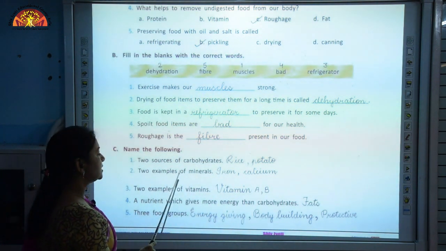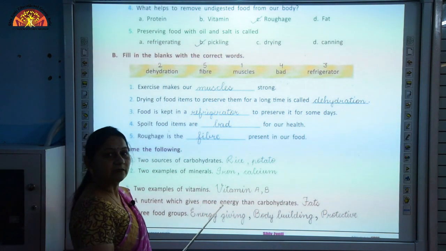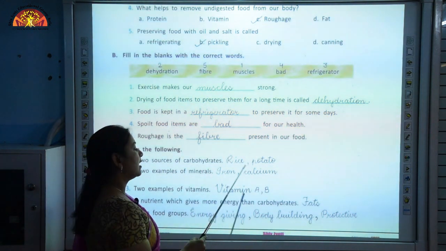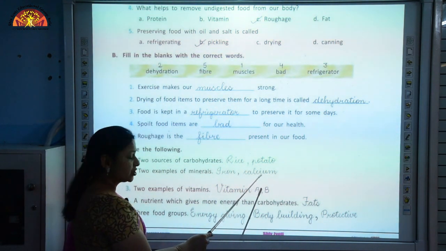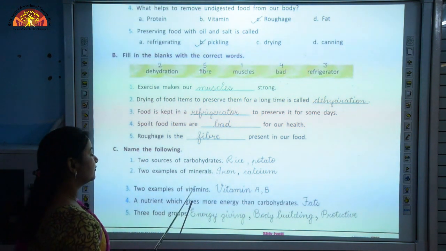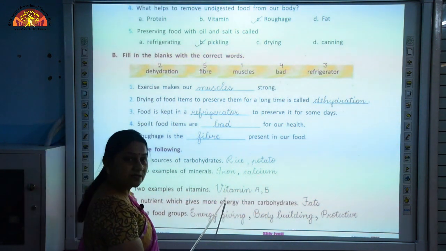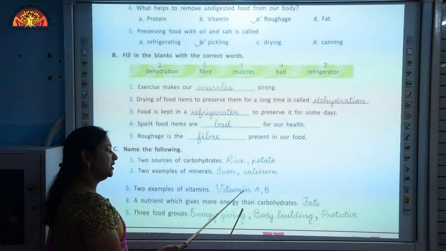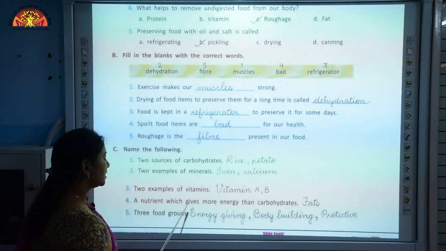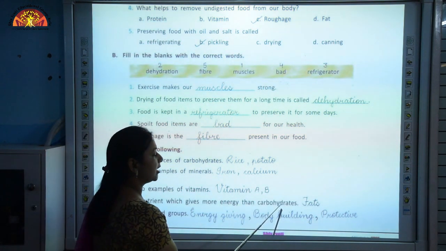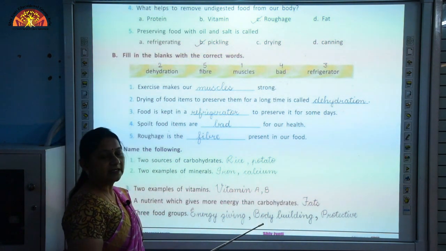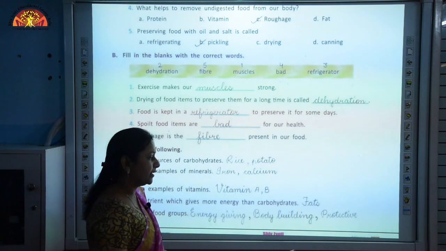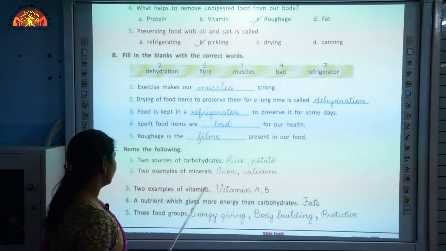Then 2 examples of minerals. The minerals, different minerals are iron and calcium. 2 examples of vitamins, you can write vitamin A, B, C, D. So, you are going to write any 2. A nutrient which gives more energy than carbohydrates. Fats give more energy than carbohydrates. So, we are going to write fats over here.